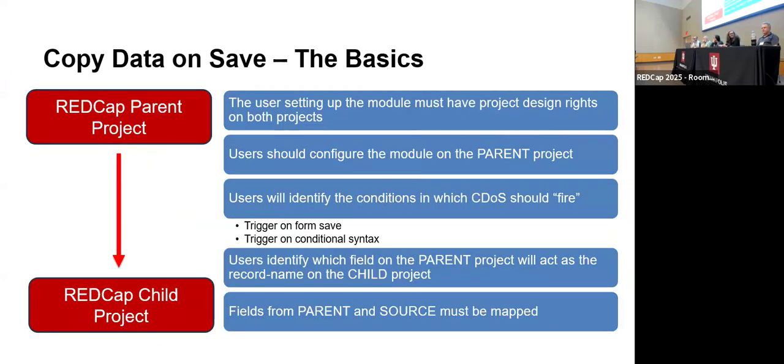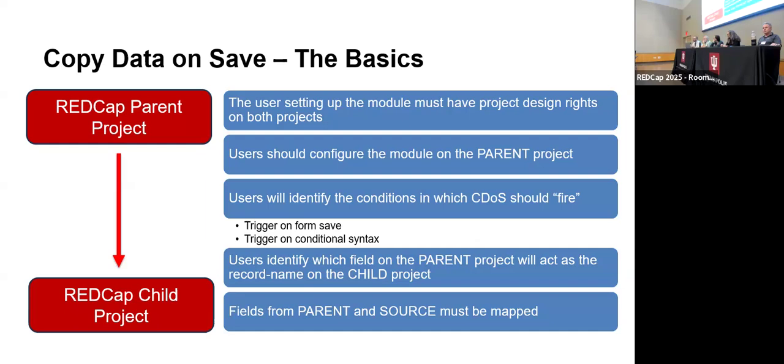So just the very basics of Copy Data on Save is, if you have two projects, you need to install the external module on the parent project or the donor project. This is where you install the module and enter in the configurations. One of those will be which project to send it to. So you want to make sure that you also have access to the child project so you can select to enter in data into that child project.